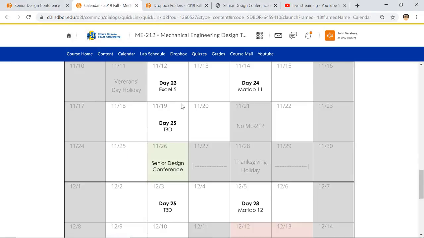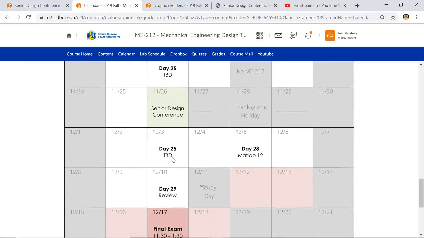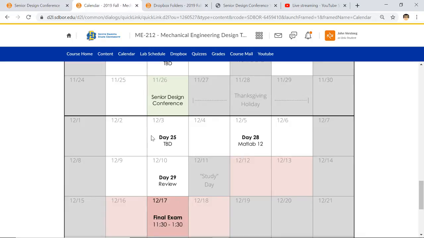If you look at the calendar, we are here. There is no MATLAB class on Thursday. There is no Excel lab the week between the 19th and the 26th, nor is there Excel lab between the week of the 26th and the 3rd, nor is there Excel lab between the week of the 3rd and the 10th. The MATLAB labs are up to Dr. Basu. I haven't heard anything.